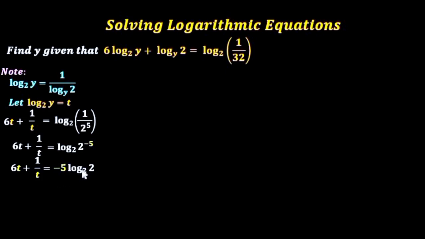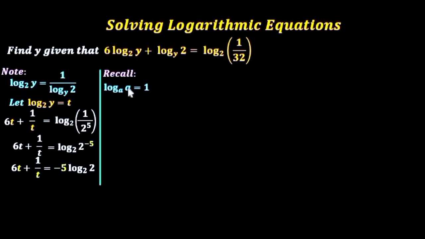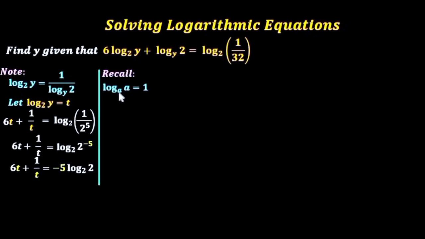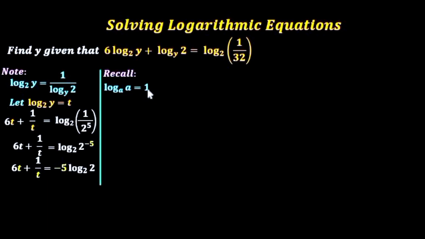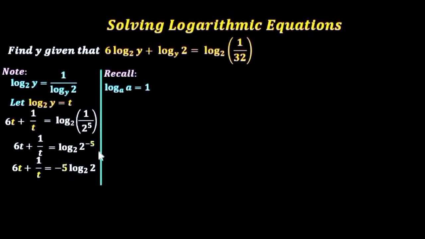And from here, we'll be required to recall again logarithm of a to base a is equal to 1. The number a and the base are equal. If that is the case, the result will always be 1. So we can see that here, logarithm of 2 to base 2. So this part here is 1. So for the right hand side, it's equivalent to having negative 5 times 1. This equation can be rewritten as 6t plus 1 over t is equal to negative 5.